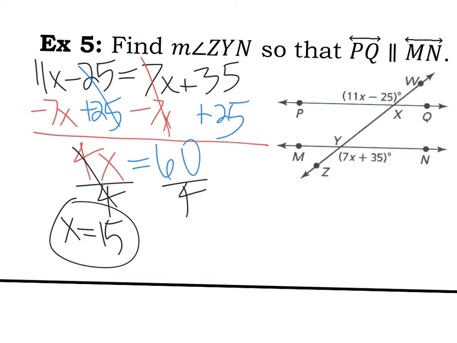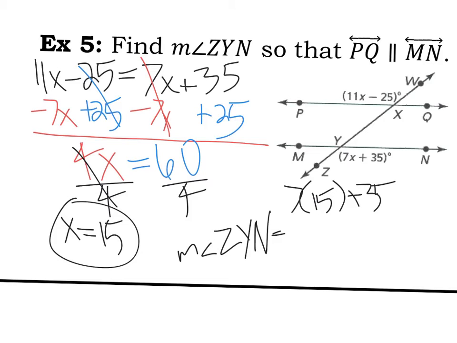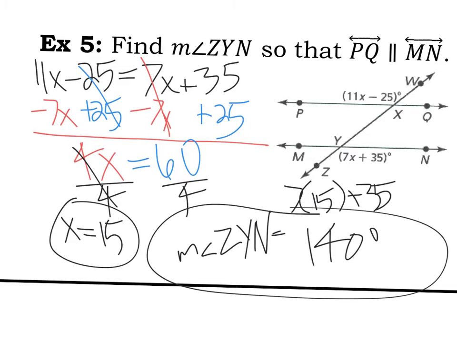And so if x equals 15, then the measure of angle ZYN is going to equal 7 times 15 plus 35. And so that's going to equal 140 degrees. And that's it for example 5.